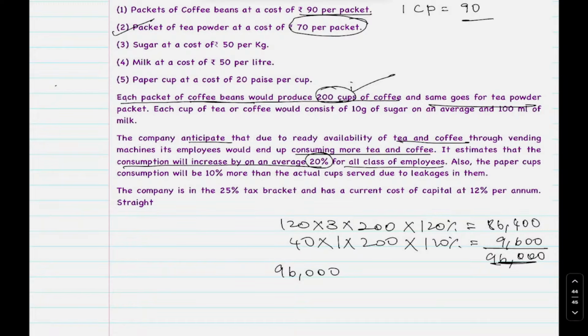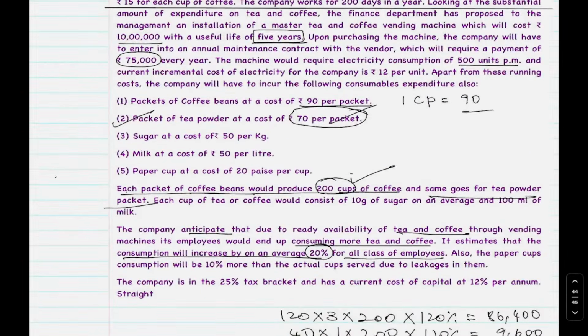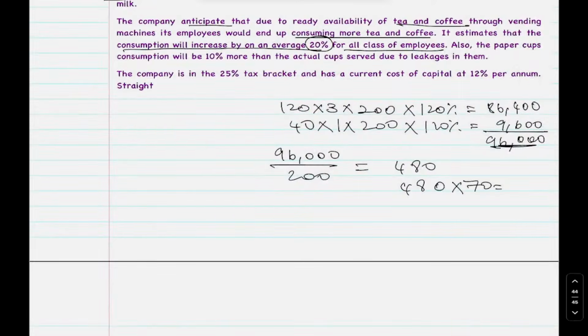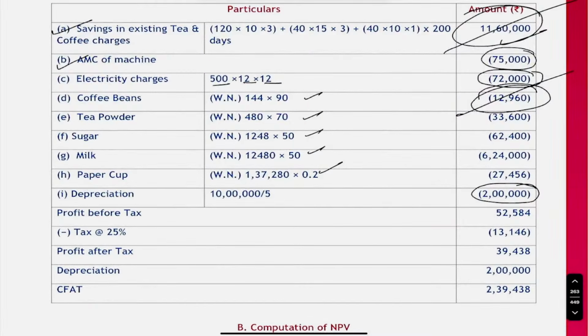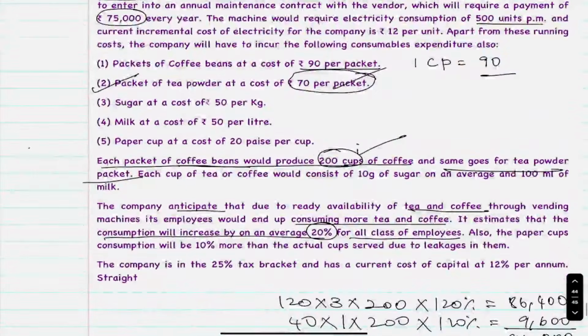200 cups, same even for the tea powder. Means one packet can generate how many tea cups? And how many packets are required? 480. 480 into each tea packet cost is how much for me? Tell the value. 33,600. Perfect. Like that, let us also do together the cost for the sugar.